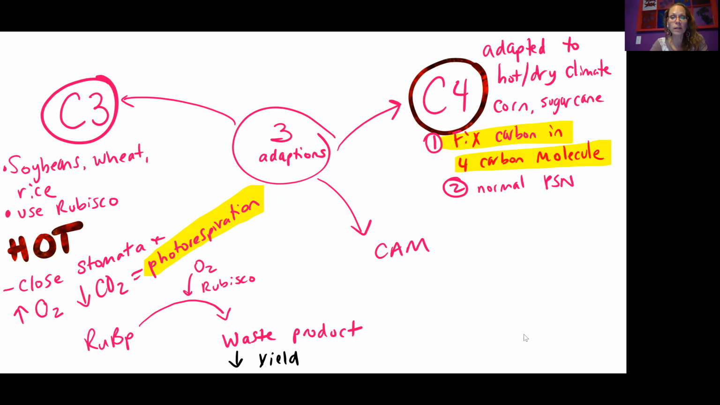Okay, let's take a look next at our C4 plants. These have better adaptations for hot weather conditions, and include crops like corn and sugarcane. These plants have a specialized cell that has the job of fixing that CO2 to a 4-carbon molecule. This prevents the issue of low CO2 because we're making these reserves. That 4-carbon molecule then goes to a different cell and is used to make the G3P, entering the Calvin cycle.